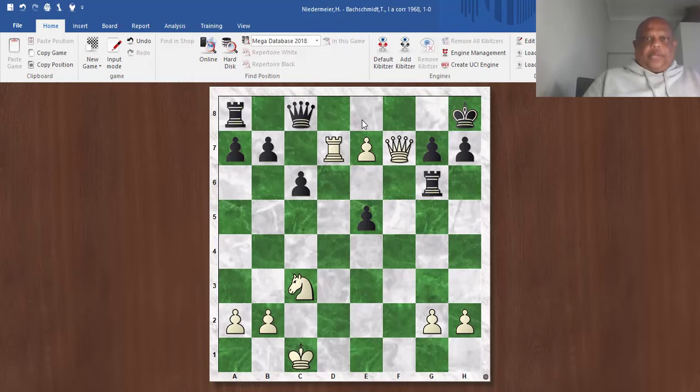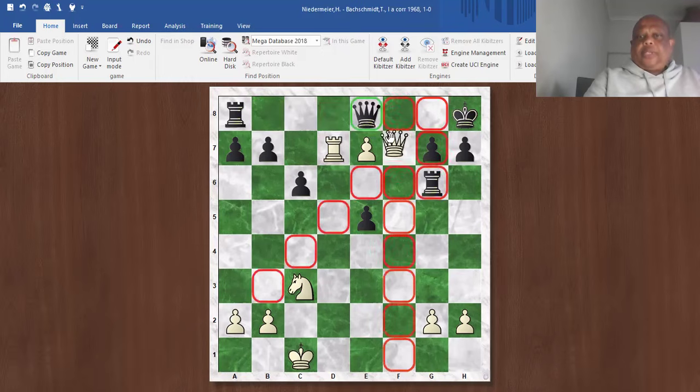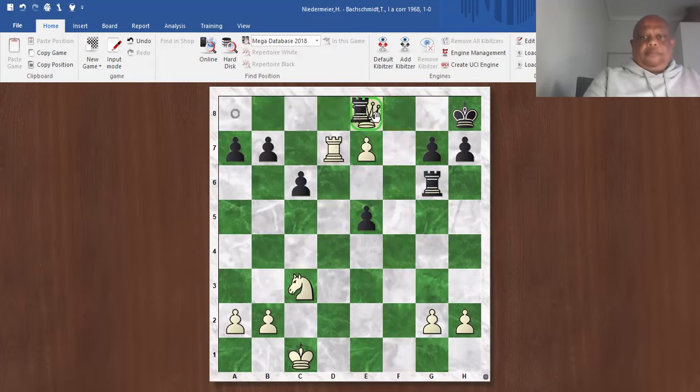Okay, queen e8 does not work. Hope you saw that. Queen takes queen, rook takes queen, and the back rank problem is there and cannot be stopped. And black is losing. So it means the queen must move to g8. This is the only way.